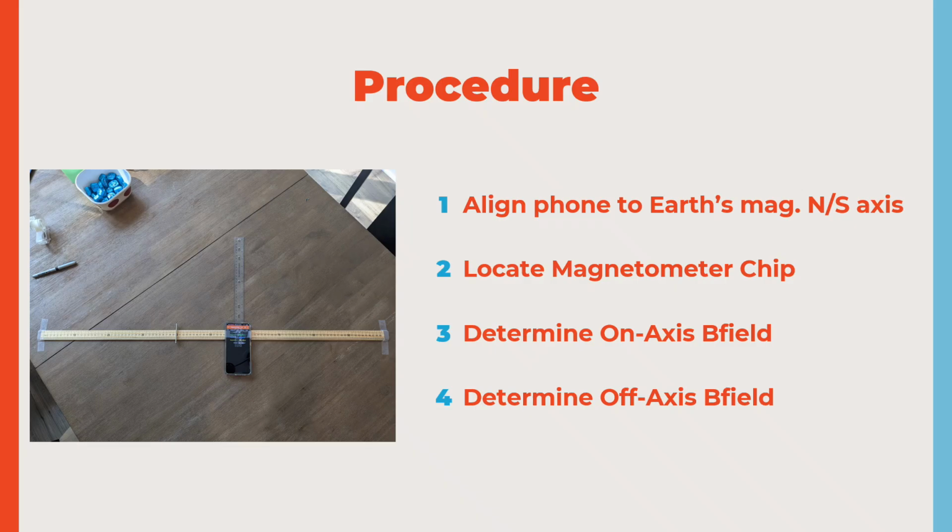And then I rotated the phone horizontally and then moved it left and right again to minimize the y component, and where those two places intersect is where the chip is located. And then I determined the on-axis magnetic field, and then determined the off-axis magnetic field.